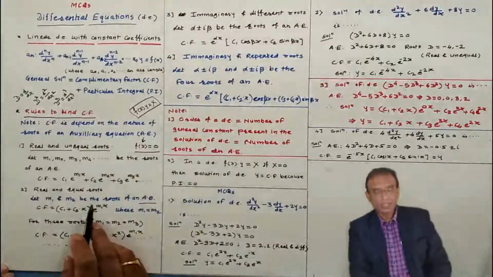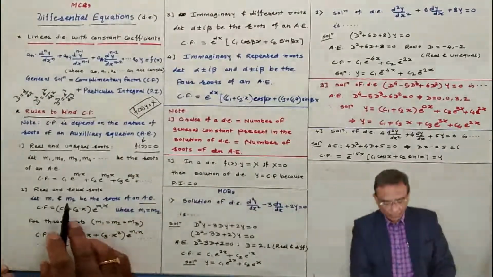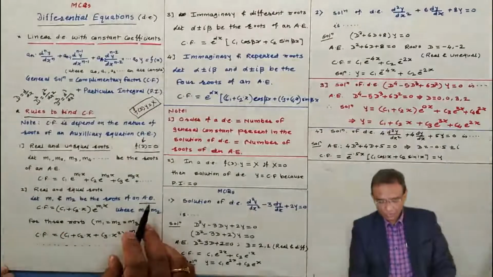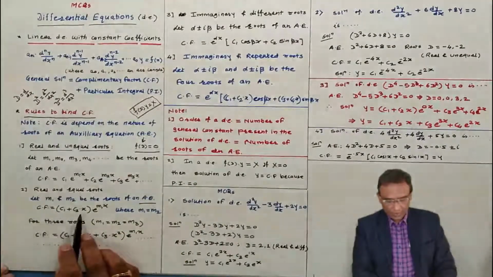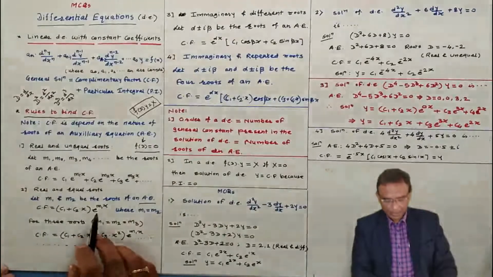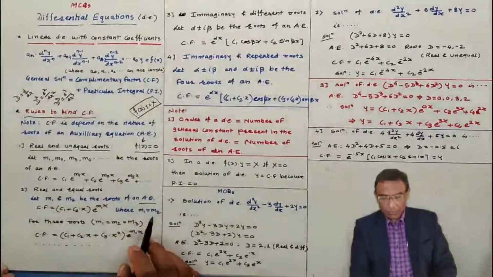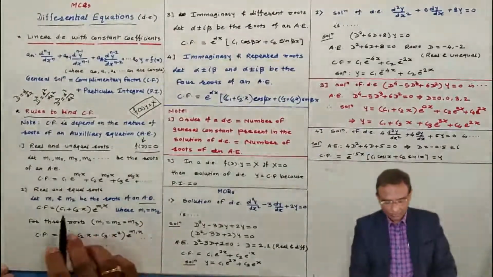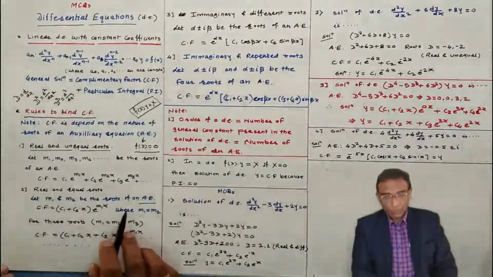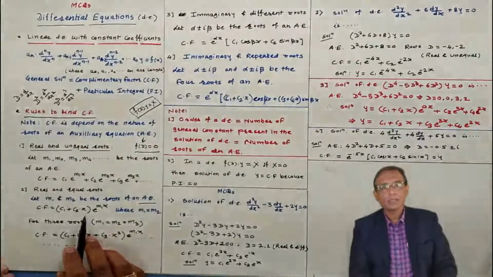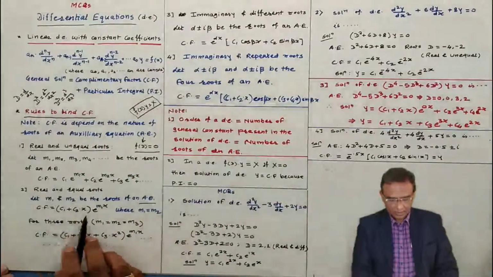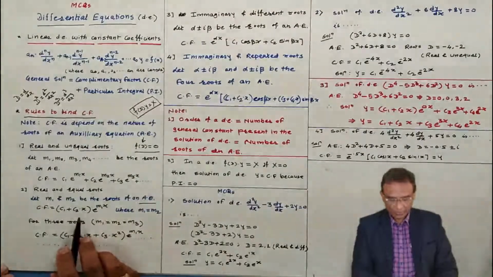When the roots are real and equal, say m1 and m2 are the two roots of the auxiliary equation, then the complementary function is (c1 plus c2x) outside of the bracket, e to the power m1x, where m1 and m2 are the same. For two roots, c1 plus c2x is the common factor.